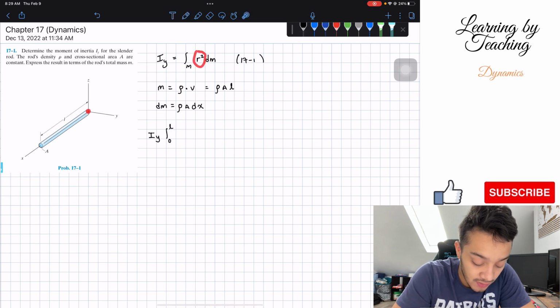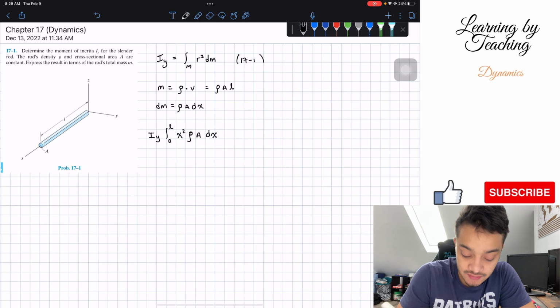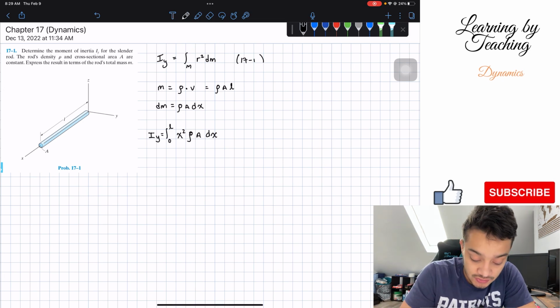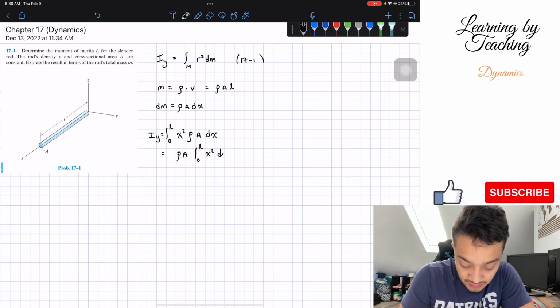Then we're going to have the distance squared. The distance from my y-axis to each point is always x, so we're going to have x squared times my change in mass, which we figured out to be rho times the area times the change in x. Sorry, we should have an equal sign in there. So my moment of inertia has to be equal to, I'm going to pull out my rho and my area outside of my integral because they're constant, the integral from 0 to L of x squared dx.